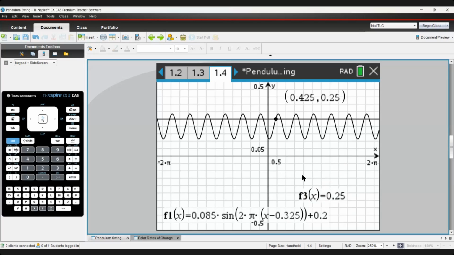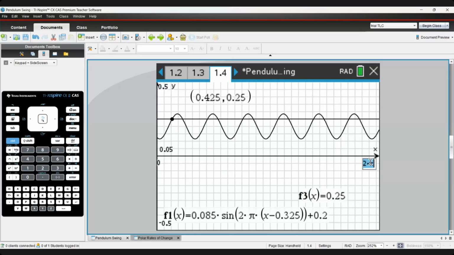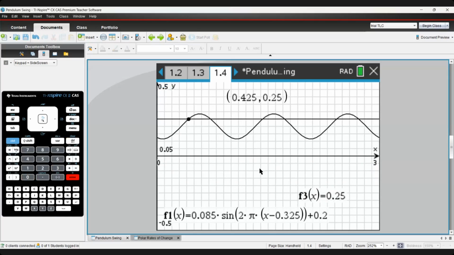So maybe we just fix our window a little bit. All right. So we'll go from 0 there for X minimum. Right. And then for X maximum, we'll go to 3. And now it looks like we can clearly see that there's 6 intersection points. And I think one of the big benefits on solving equations with Nspire is we can use geometry, and we don't have to do that intersection 6 different times.